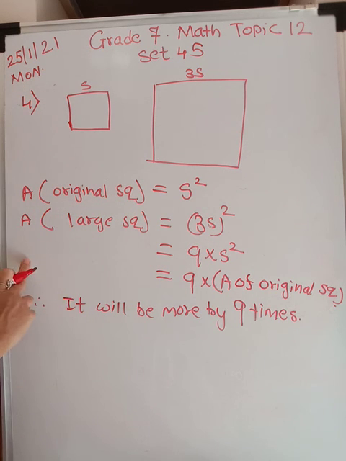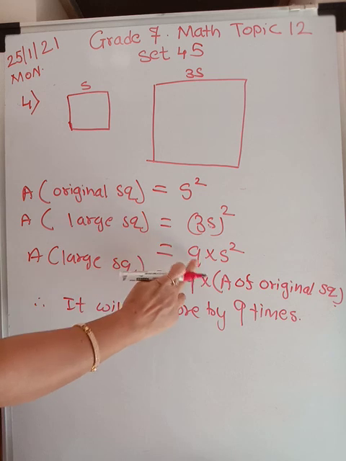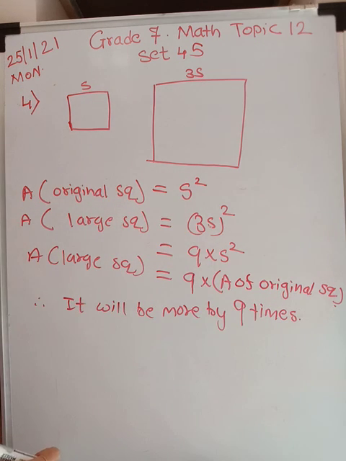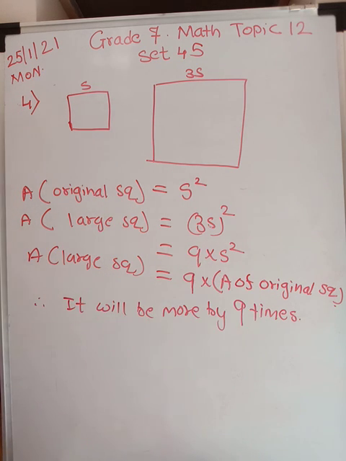So area of large or new square is equal to 9 into S square, which is what? Area of original square. So area of new square is 9 times more compared to that of the original square. So it is 9 times. Okay, area of new square is 9 times the area of original square.